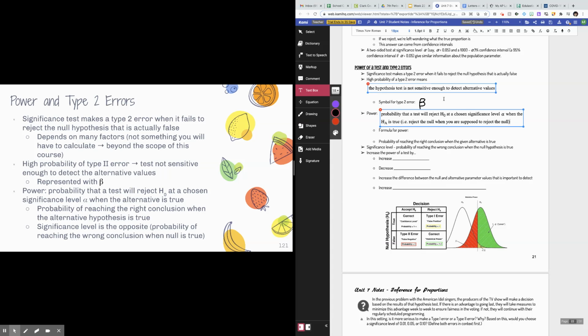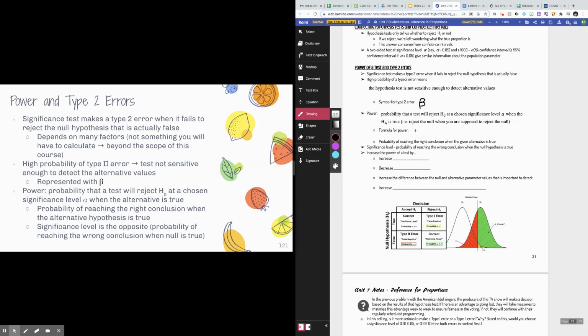Okay, and the way we calculate power, which again, you likely will not have to calculate, the understanding of power is more theoretical. It's not something you would really ever be asked to calculate. And if they did ask you to calculate, they would tell you what beta was. So your general formula for calculating power is 1 minus your, not alpha value.